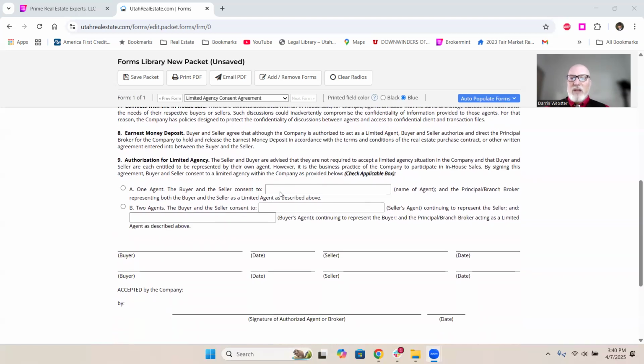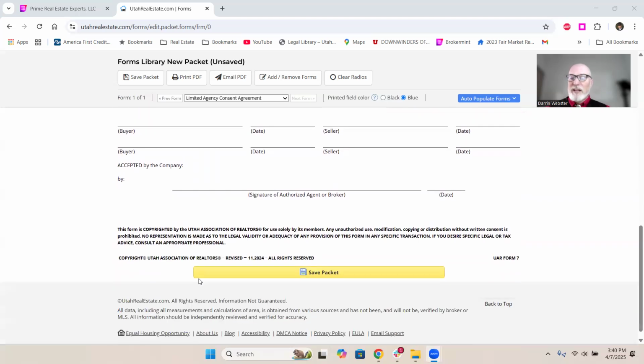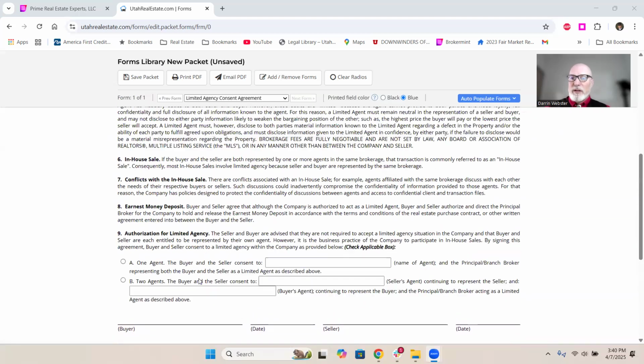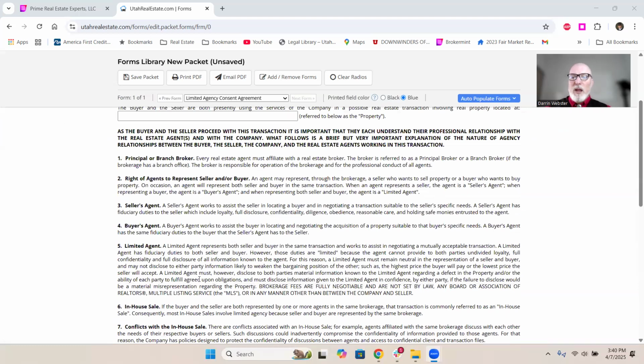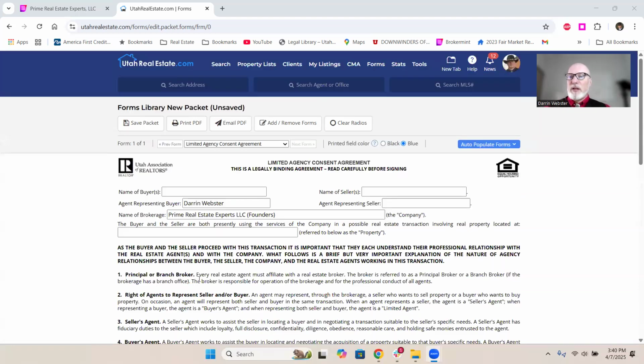Now, both parties have to agree to this, whether it's single agent or in-house. So you have to mark which it fits, and then buyer, seller, signature of authorized agent or broker. So get it signed by the broker that everything is okay. And then, like I said, we'll set up that relationship. We'll immediately set up who you're going to work with and set up that firewall for you.